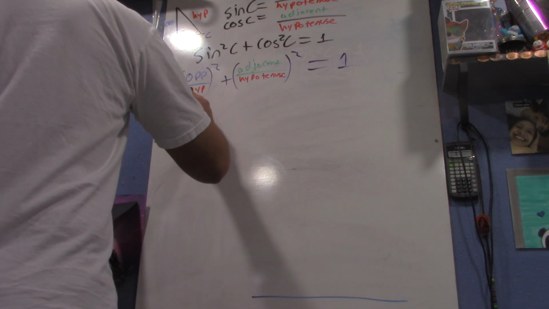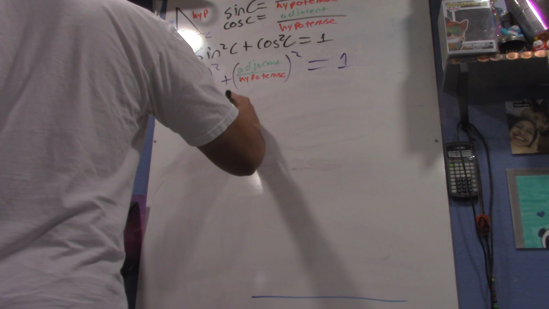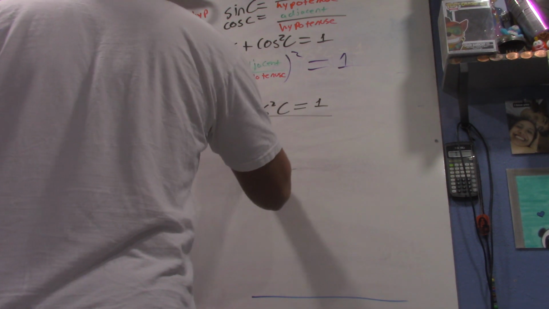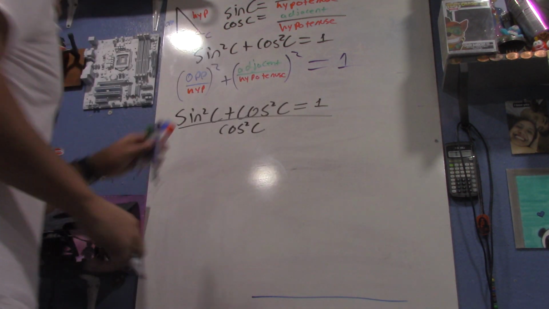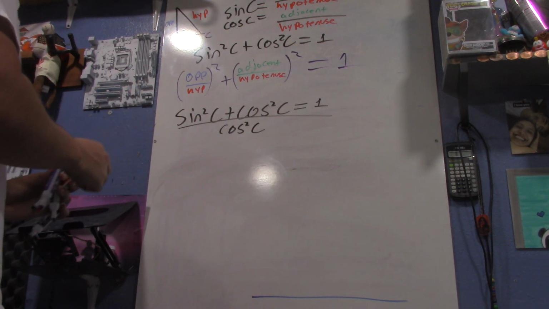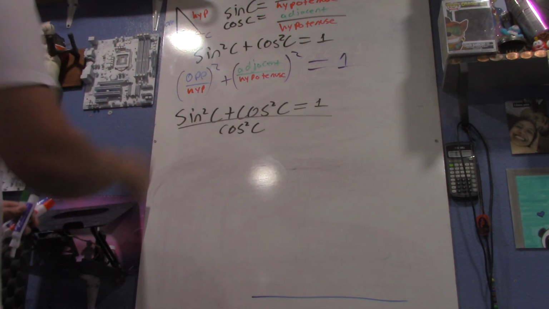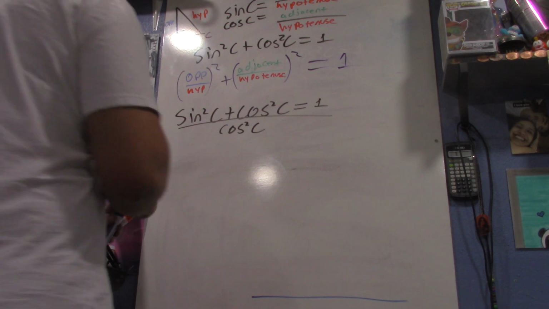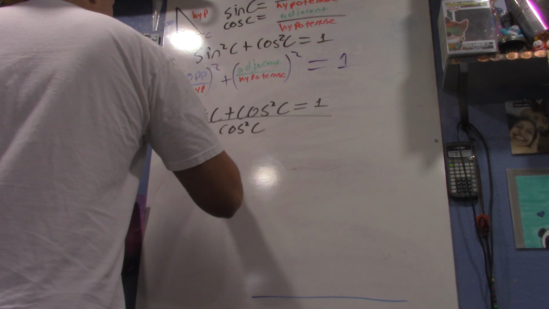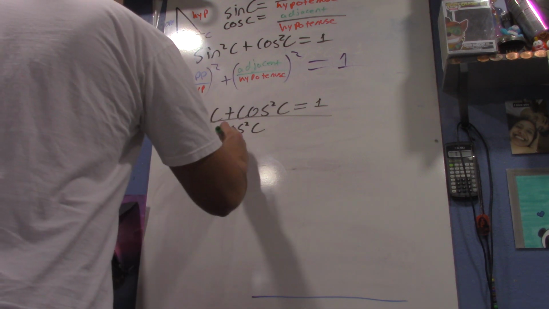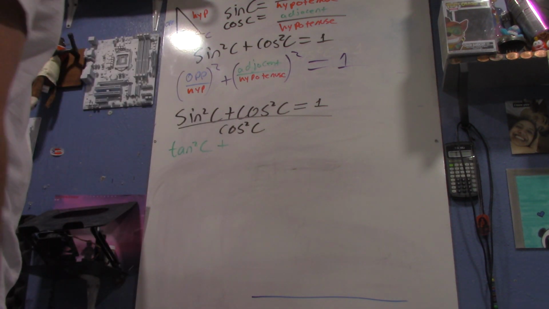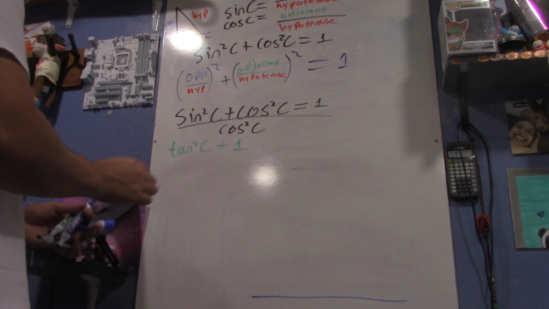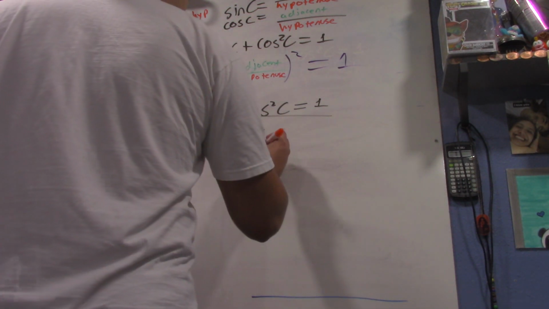Furthermore, if we rewrite this, sine squared of C plus cosine squared of C equaling 1, we divide each of these terms by cosine squared of C. That will then give us sine divided by cosine is tangent. So sine squared of C divided by cosine squared of C gives us tangent squared of C, plus cosine squared of C divided by cosine squared of C. Anything divided by itself is 1, believe it or not. Now 1 divided by cosine squared of C, believe it or not, is what we call secant squared of C.